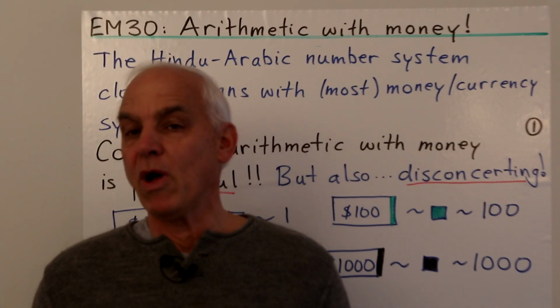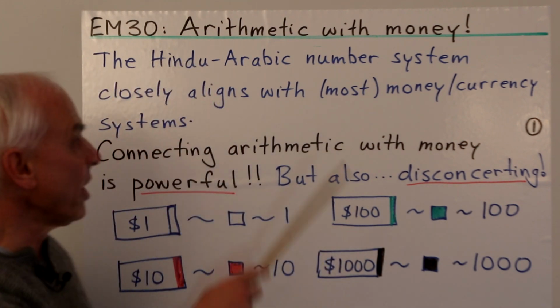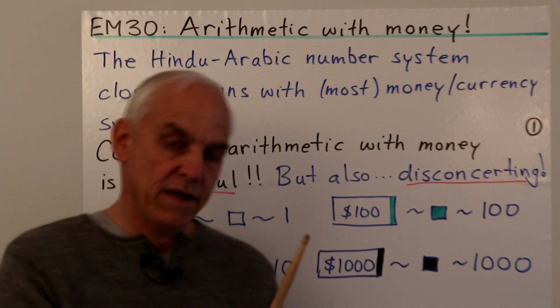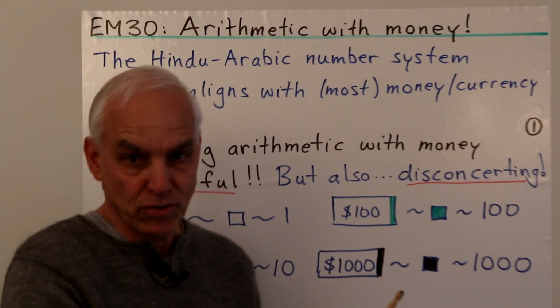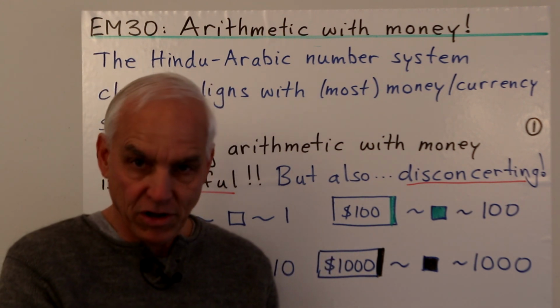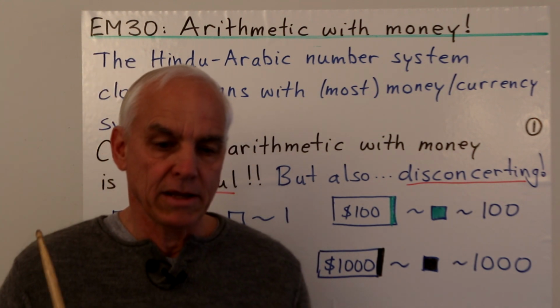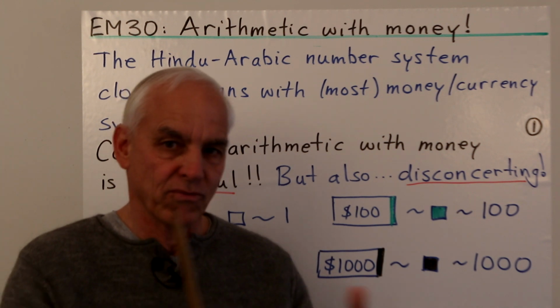Welcome everyone, I'm Norman Wahlberger, and today it's arithmetic with money. We've talked about how weighing things, measuring things, looking at the volumes of things connects with arithmetic. Money is another really important connection with the real world.